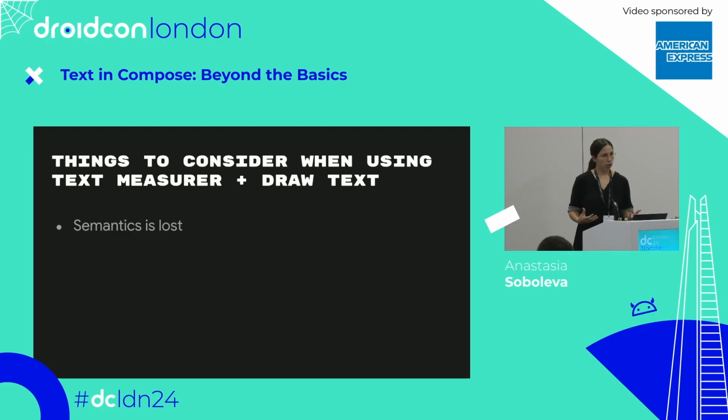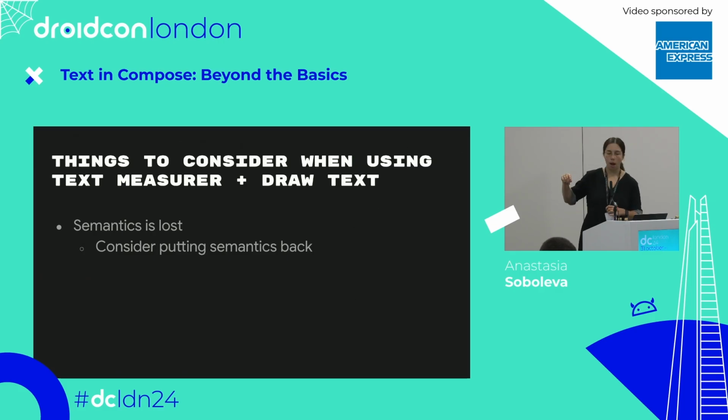One thing to know when doing custom drawing is that you lose functionality that normally would come with BasicText, and you will need to consider putting this back depending on your use case. The most noticeable thing here is semantics. It means that by default, your text won't have accessibility support anymore and will have very limited testing capabilities. To address it, we would recommend you look into how we implement semantics inside BasicText and see what semantics you could put back. If that's not possible, like in our case with the chart, then at least make sure you provide content description semantics.